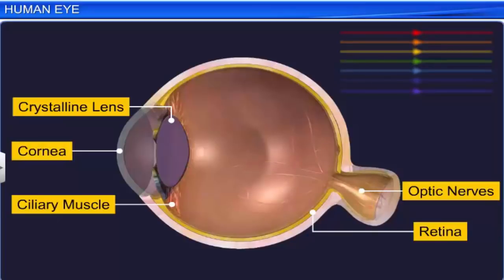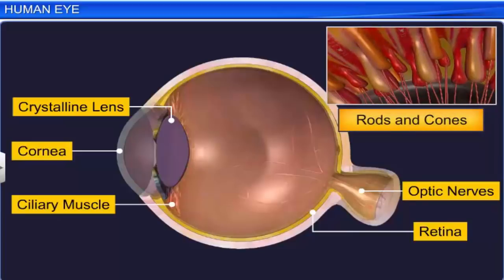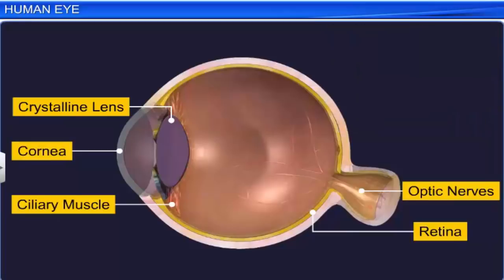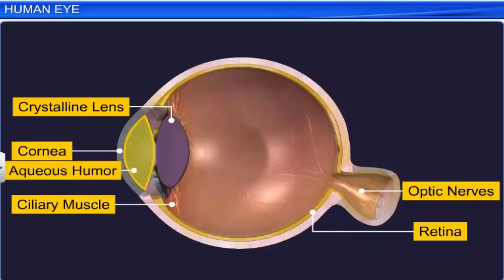The portion between the cornea and the lens is filled with a watery fluid called the aqueous humor. The space between the lens and the retina is filled with a jelly-like fluid called the vitreous humor. Now let us study the working of the human eye. Light entering the eye is first refracted by the cornea.